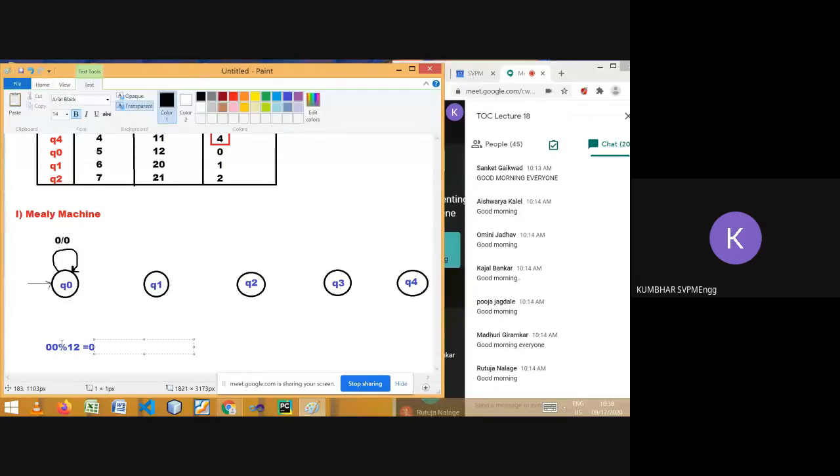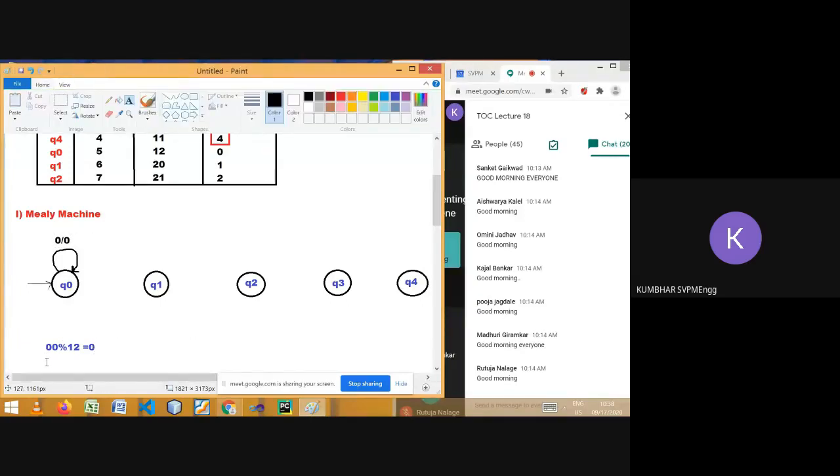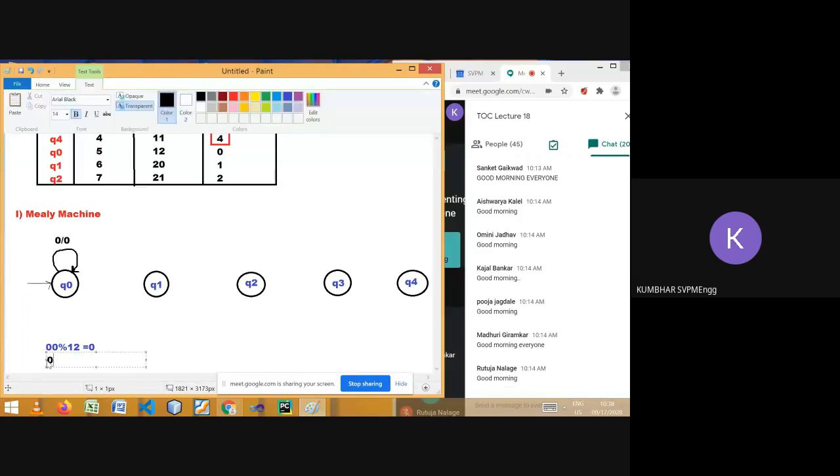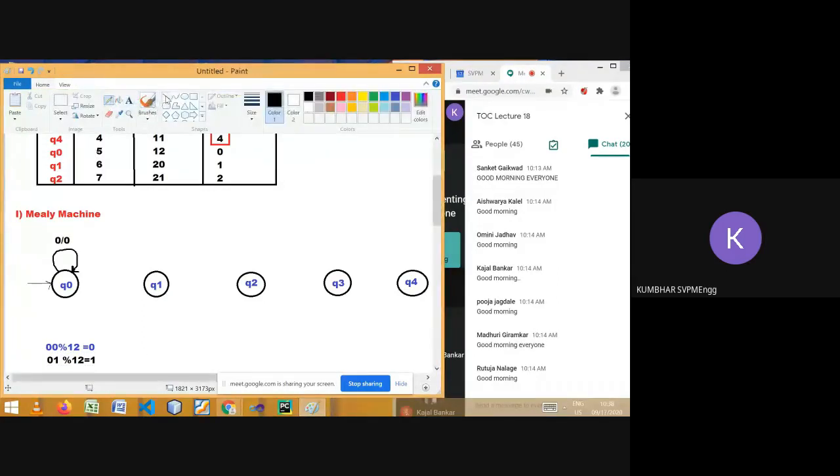Okay, let's try next. If I am in Q0, 0 will be the input, and if the next input is 1, what is this number? 0, 1 means 1. If I mod it by 5, the remainder is 1. So you should go to the state which is remainder 1, that is Q1. So I will show one transition from Q0 to Q1.